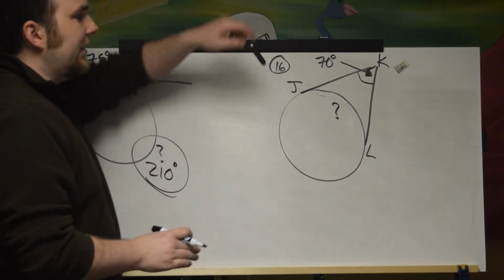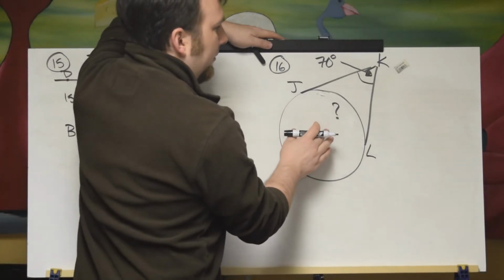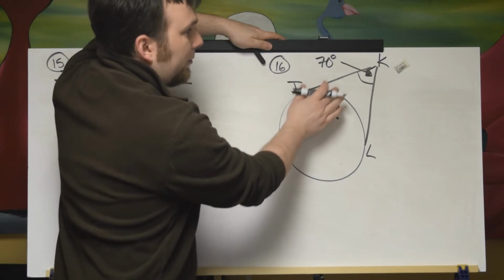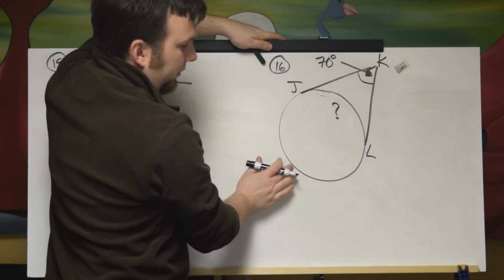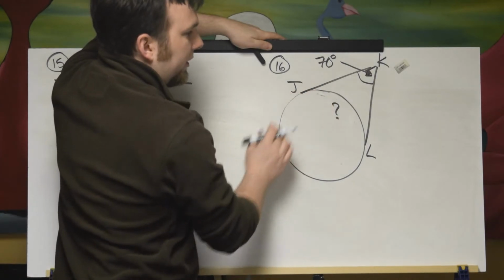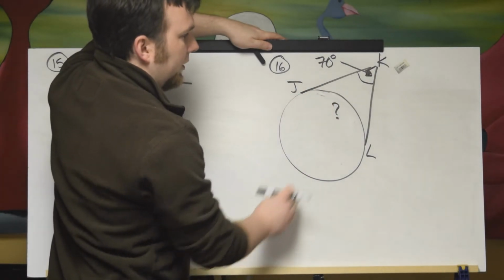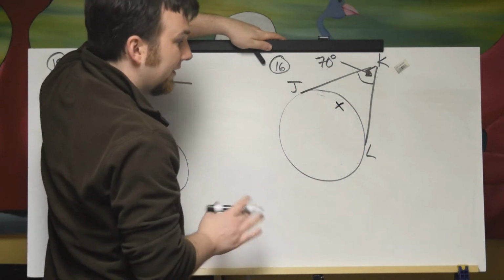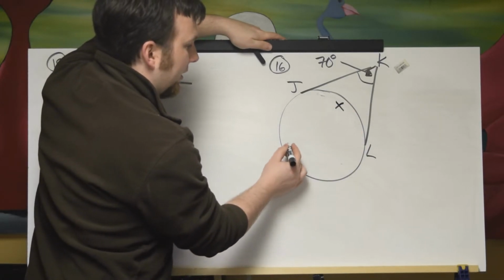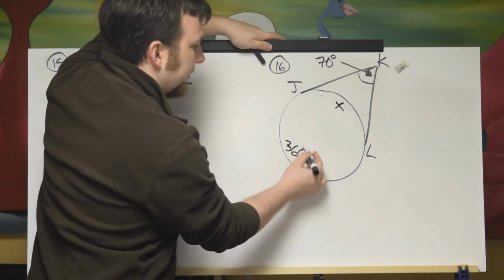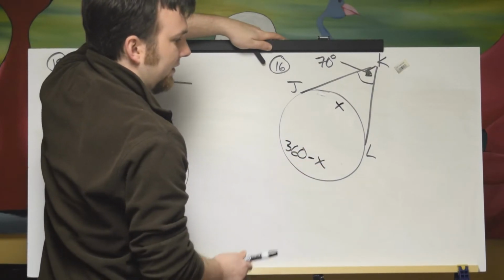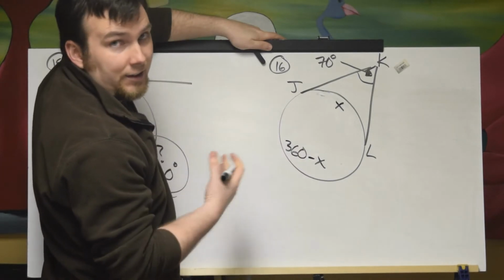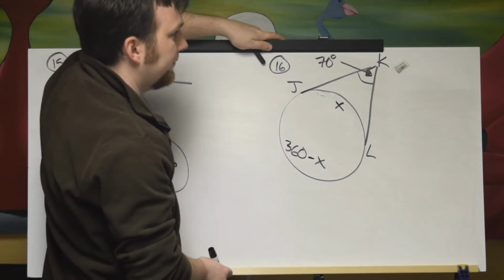Number 16, a much harder problem. They're asking for the small arc. Remember, an exterior angle equals the big arc minus the small arc divided by 2. If we call the small arc x, this is the part that's a little tricky. The big arc is actually 360 minus x. If you add those together, you get 360. Remember, 360 is a full circle.